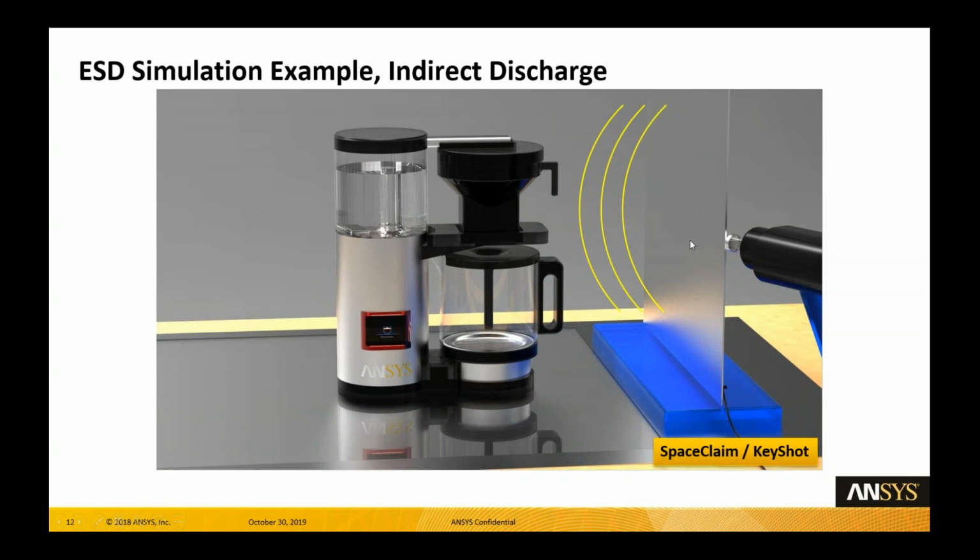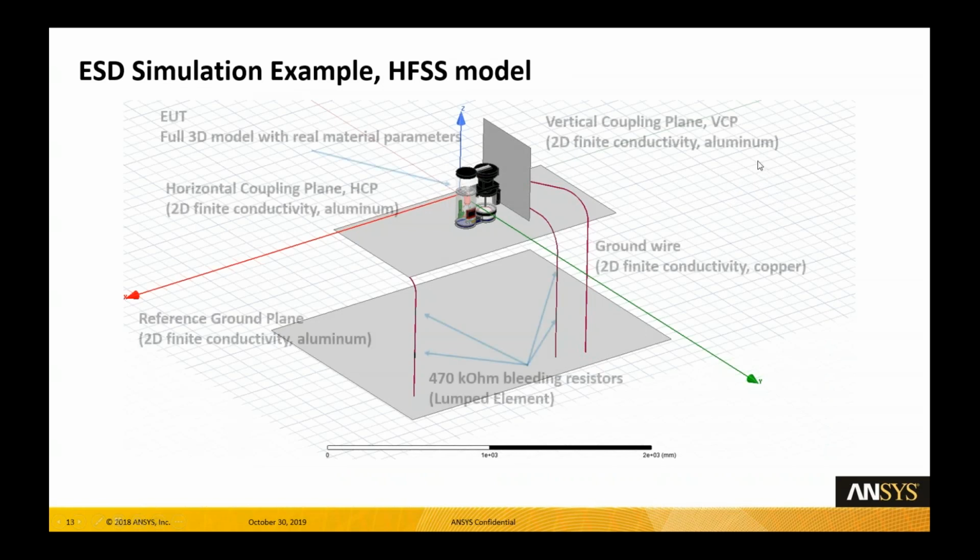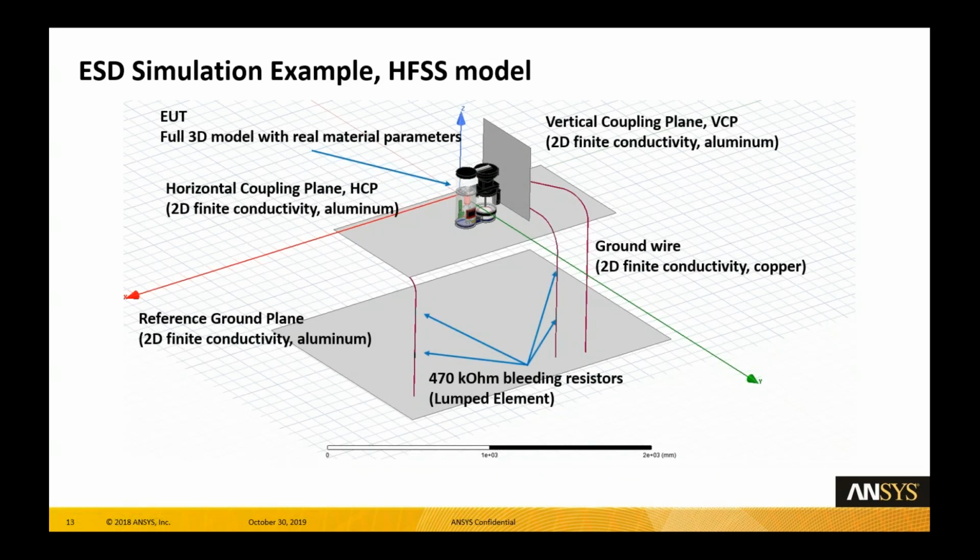And then the vertical coupling plane would generate an electromagnetic field that interferes with the coffee machine. So the purpose then is we'll use a simulation in HFSS to address this problem. The ESD simulation example in the HFSS model would look something like this. Of course, we omitted the table, but the other key components are all presented here in the GUI.